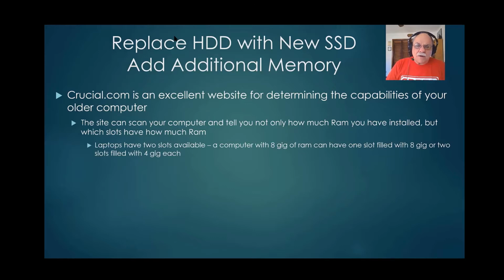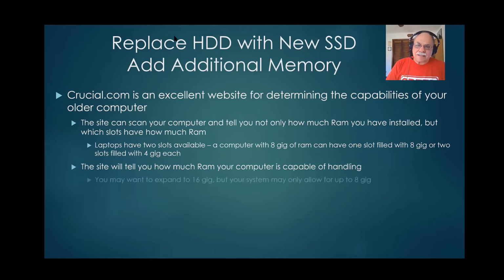So understand this, that laptops have 2 slots available. A computer with 8 gig of RAM can have 1 slot filled with an 8 gig chip, or 2 slots filled, each with a 4 gig chip. And that will help you determine what you need to buy in order to bring it up to more memory. The site will tell you how much RAM your computer is capable of handling. You may want to expand to 16 gig, but your system may only allow for up to 8 gig depending on the type of motherboard.